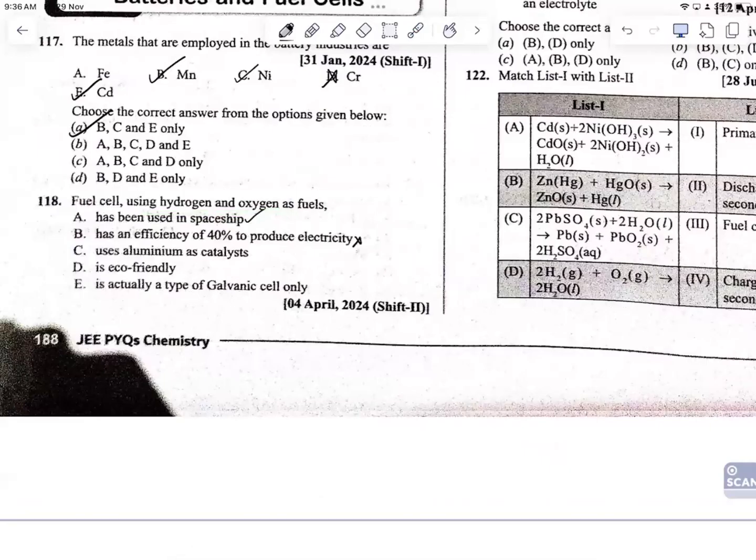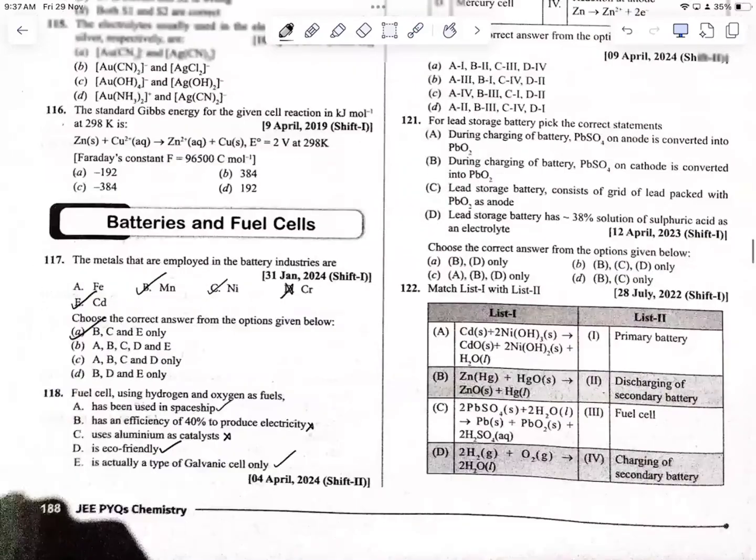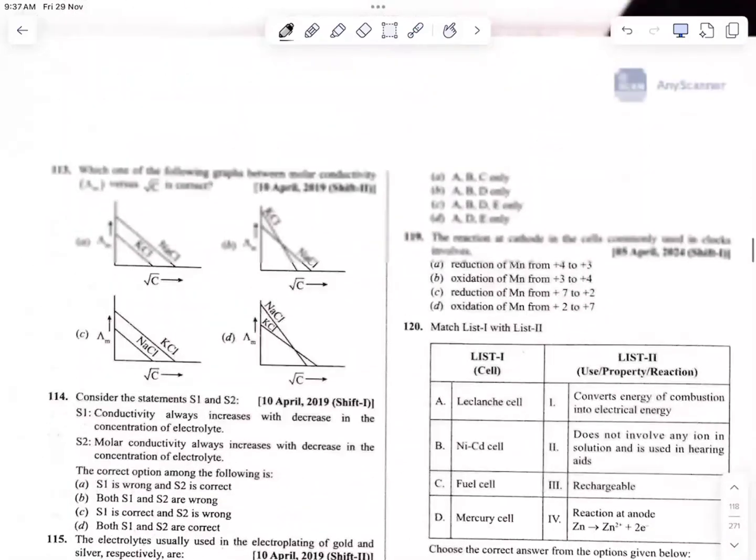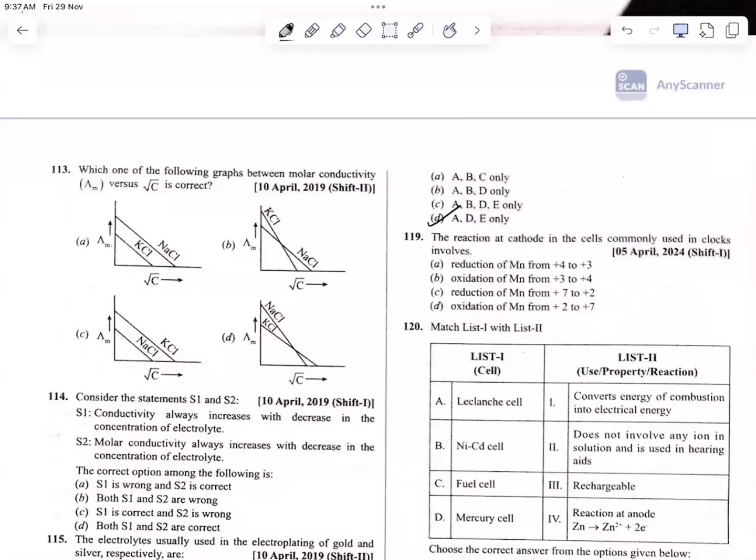So B is incorrect. Uses aluminum as catalyst? No, platinum as catalyst. Platinum, and it is eco-friendly. Yes, it is actually a type of galvanic cell. Yes. Okay. So ADE. Check out for ADE. ADE. That is yes. Is given.